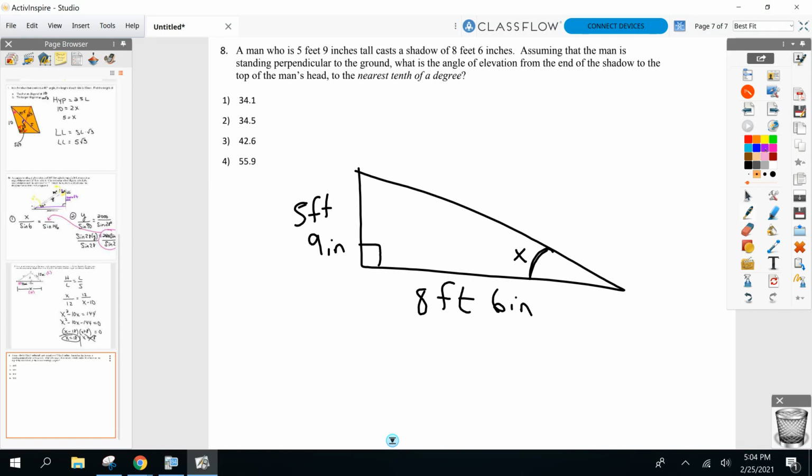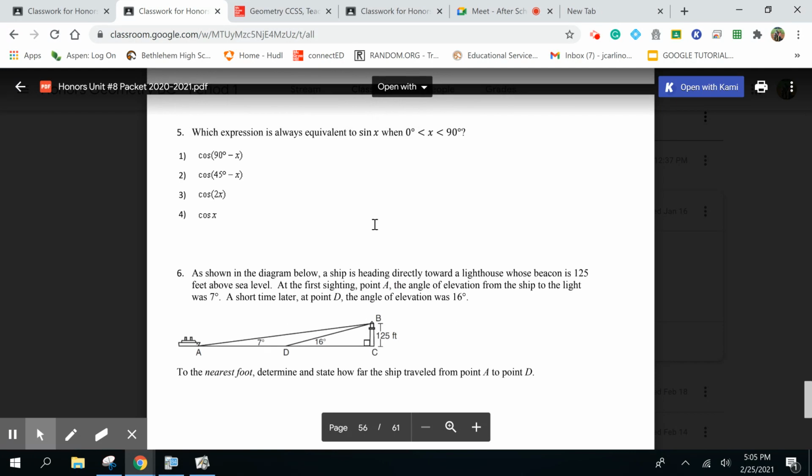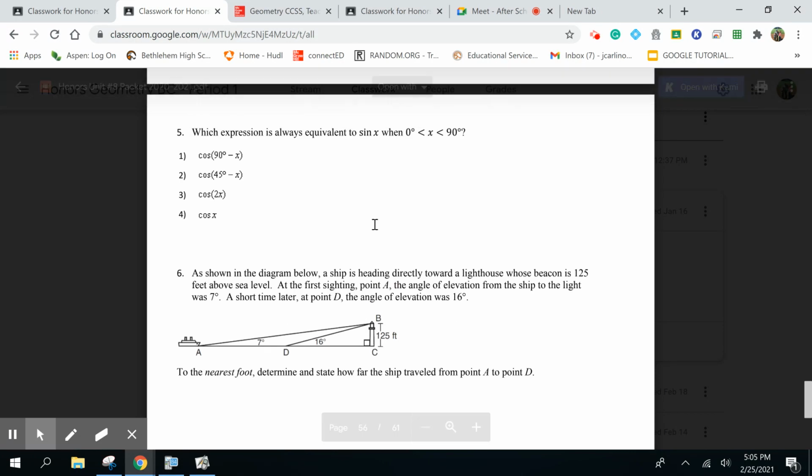Where else are we going here? Where else? Number 5 in the packet? Don't worry about it. That stuff, sine of 50 equals cosine of 40, that stuff won't be on there tomorrow. That sine and cosine are equal when their angles add to 90, that will not be on there, so don't worry.